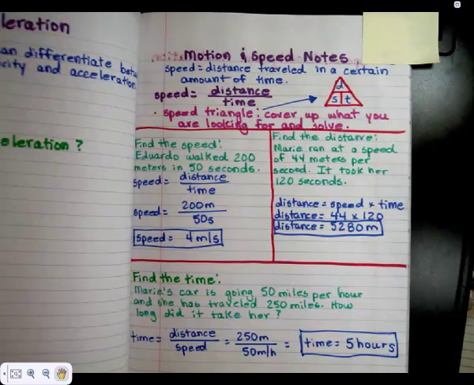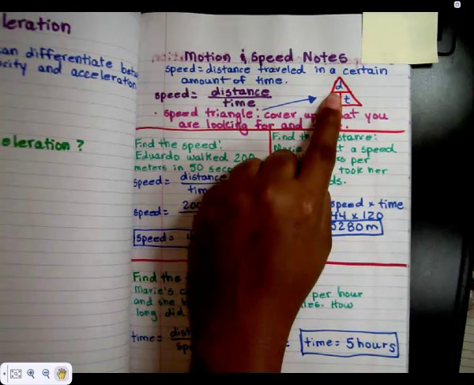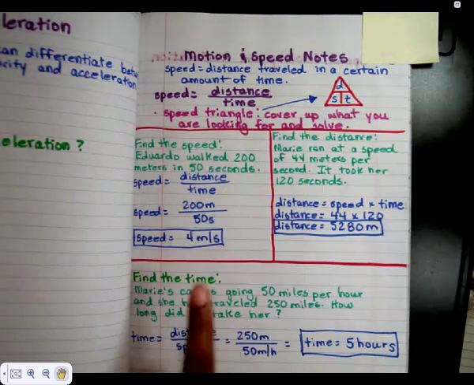So all you have to do is cover up what you're looking for and solve. So the first question says, find the speed. Eduardo walked 200 meters in 50 seconds. Since I'm looking for speed, I'm going to cover up the S. And there's my equation. Speed equals distance divided by time.